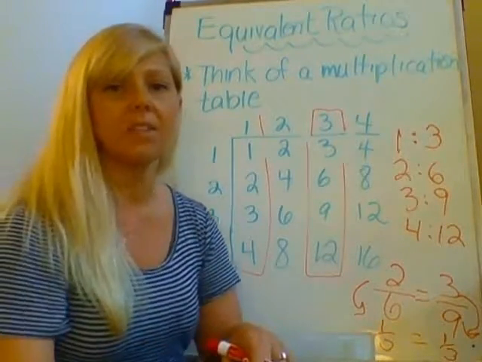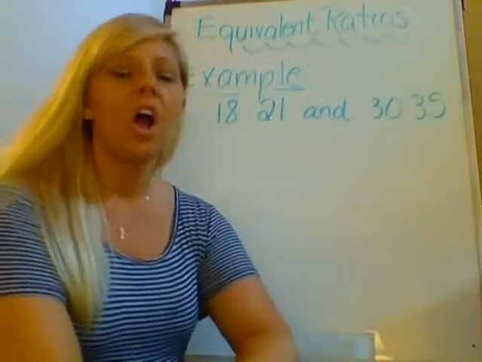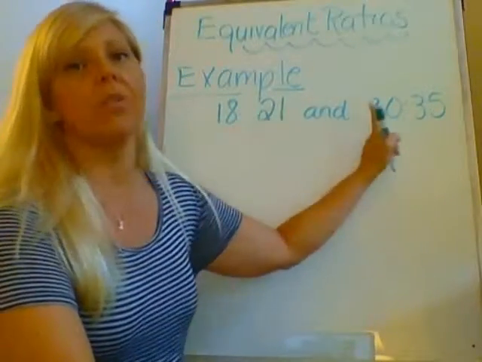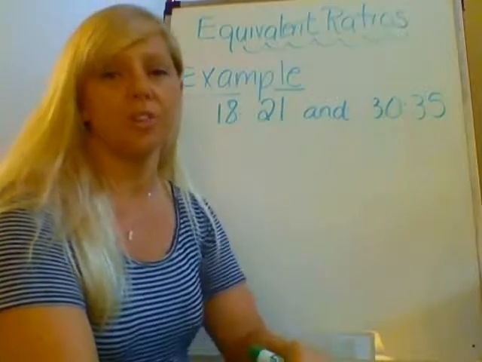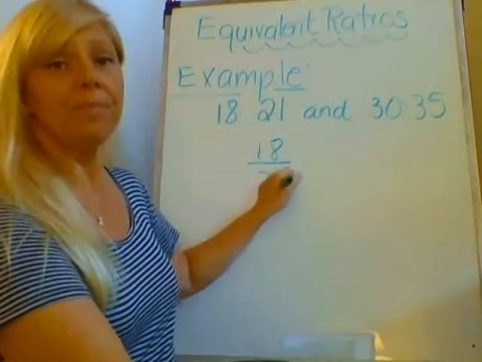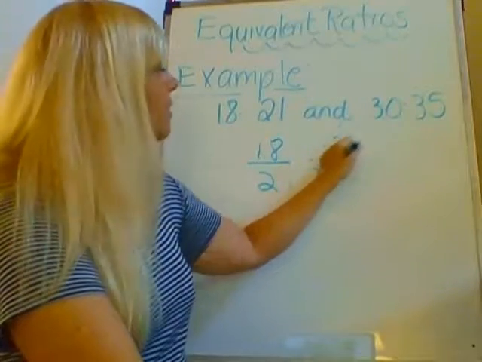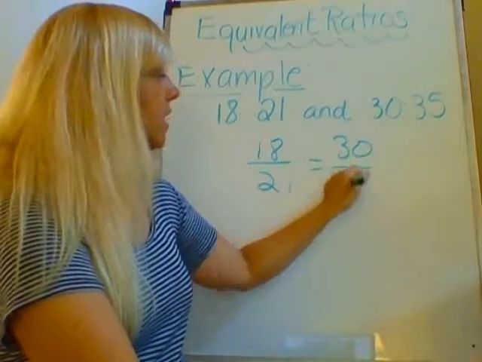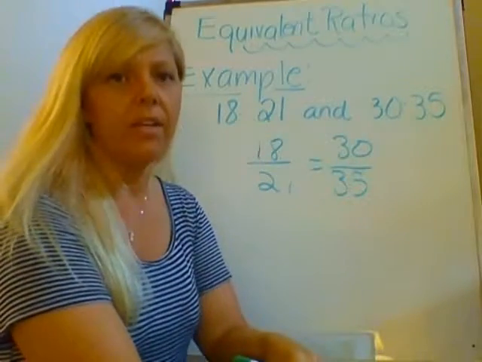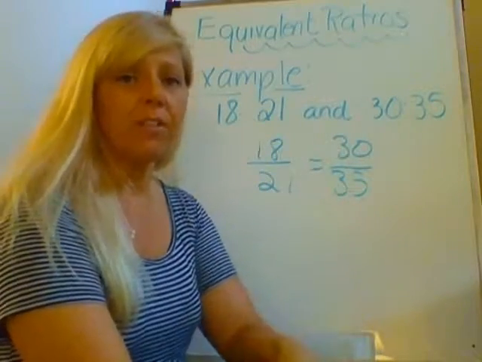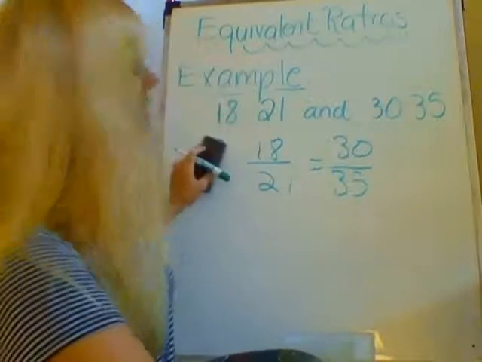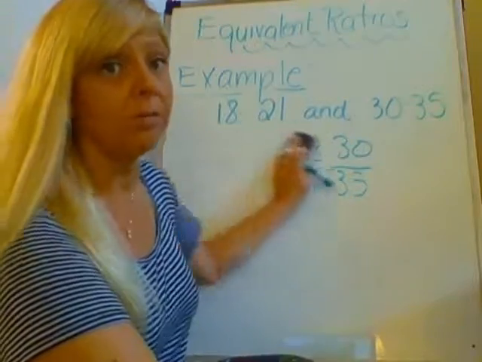Okay, so let's practice this a little bit more. All right, so now we're seeing if 18 to 21 is equivalent to 30 to 35. Again, I can write this in fraction form, and some of us will be thinking to ourselves, I have no idea how many 18s go into 30. So there are 3 ways to figure out if you have equivalent ratios. The first way is to put them into lowest form.